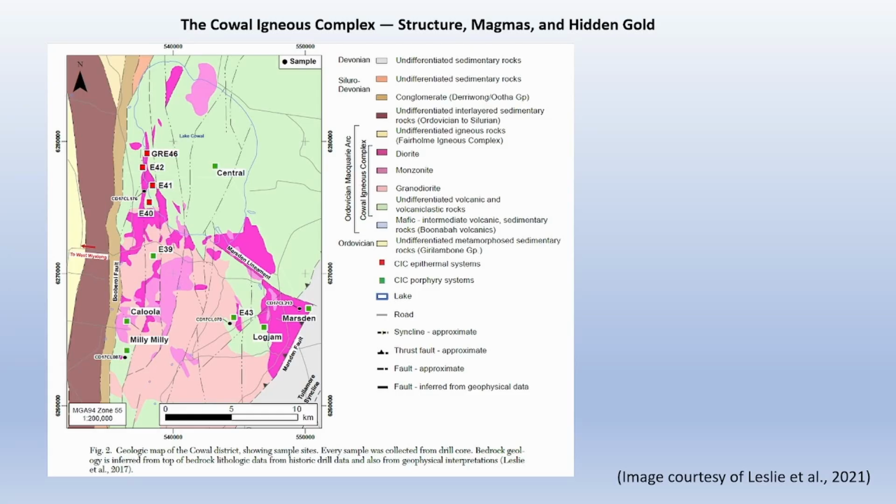Key structures here, like the Booberoy Fault and Marsden alignment, are more than boundaries. They're deep crustal pathways that focus magma ascent and ore-forming fluids. In the northern Cowal district, we see a string of low sulfidation epithermal gold deposits, which host more than 9.6 million ounces of gold.